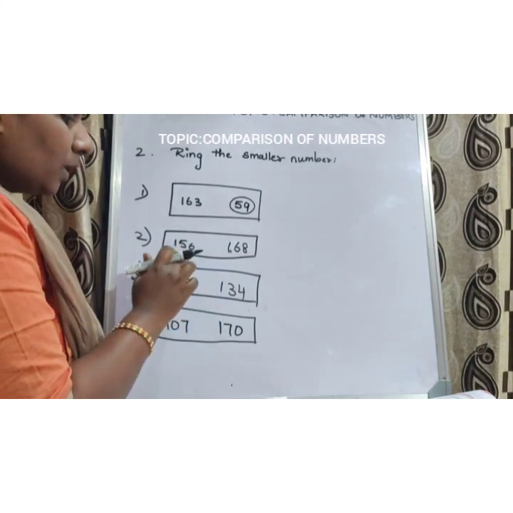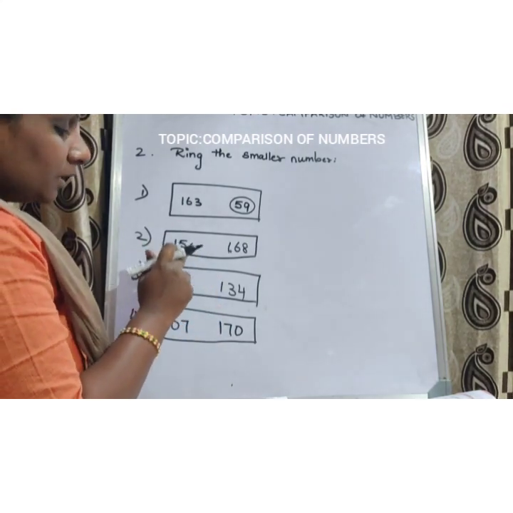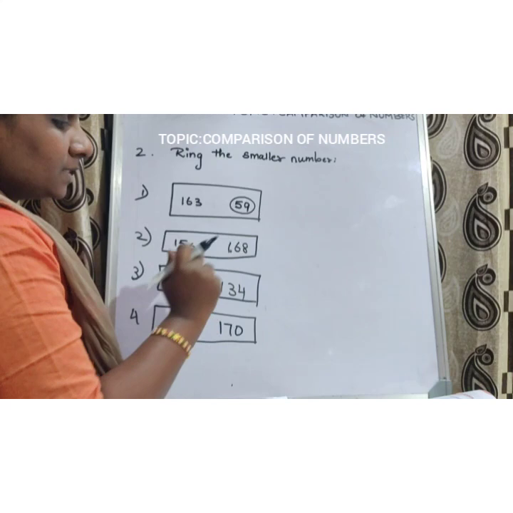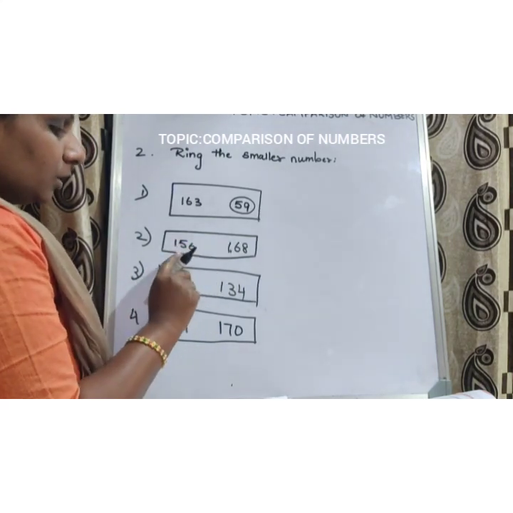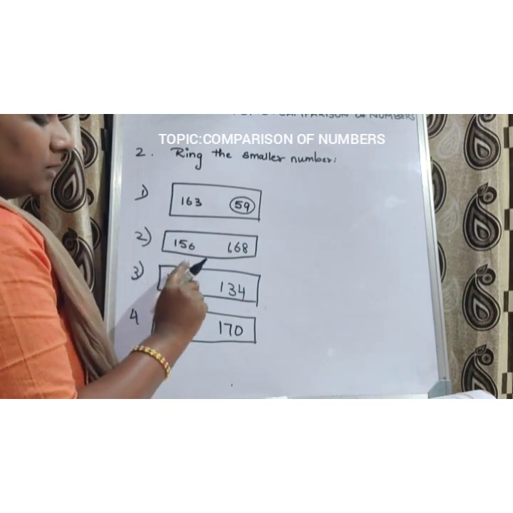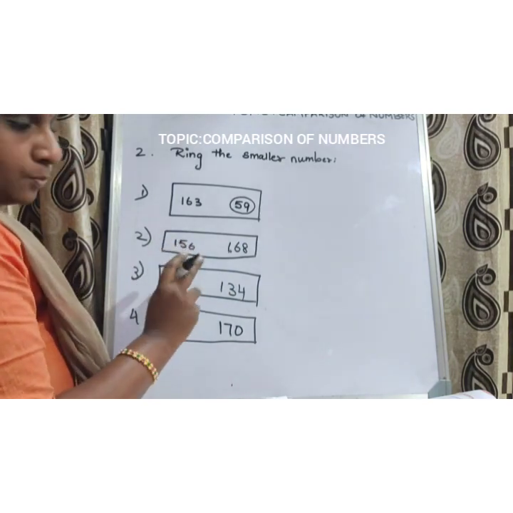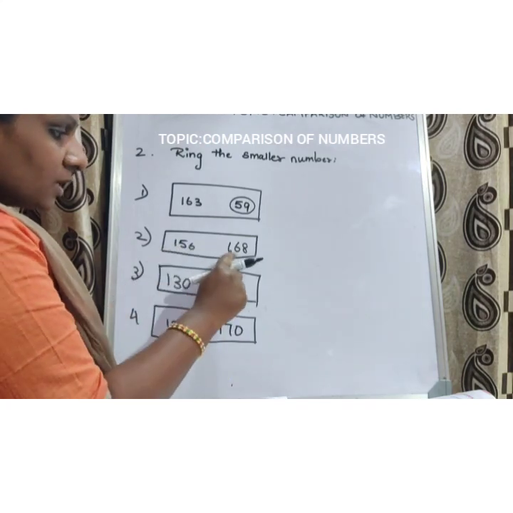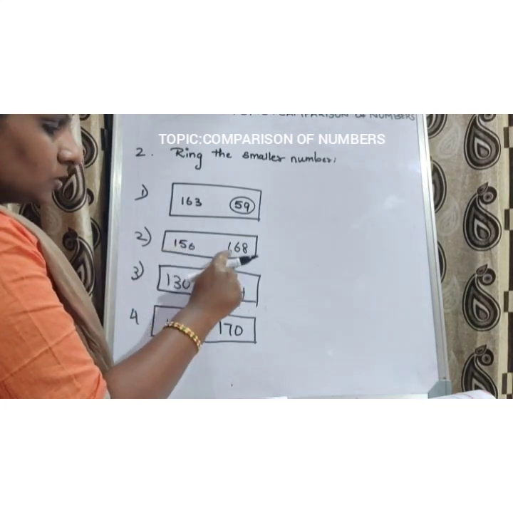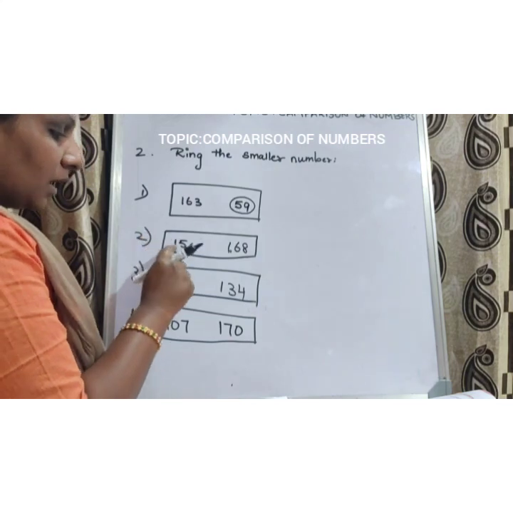Okay. So the next one is 156 and 168. So we are going to compare these two numbers. Both are 3-digit numbers. So compare the first digit. Here it is 1 and here also it is 1. The hundreds place is 1.